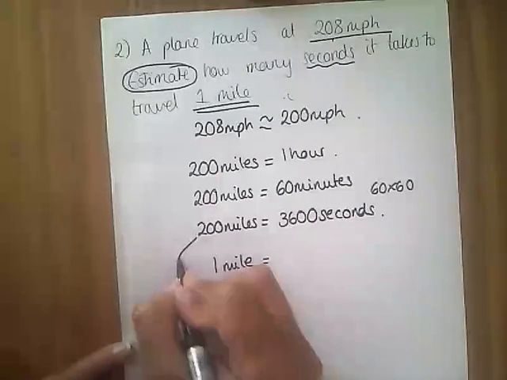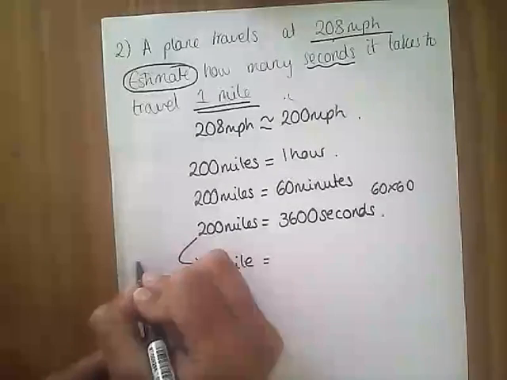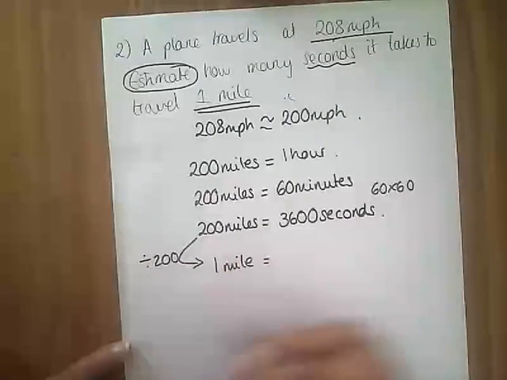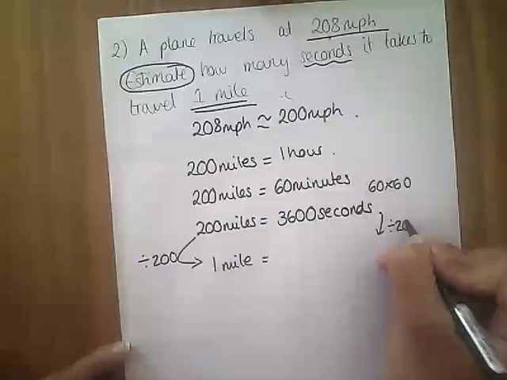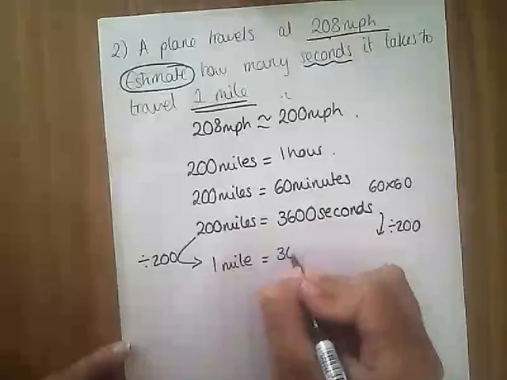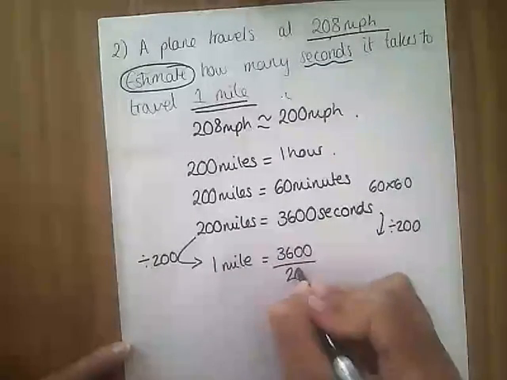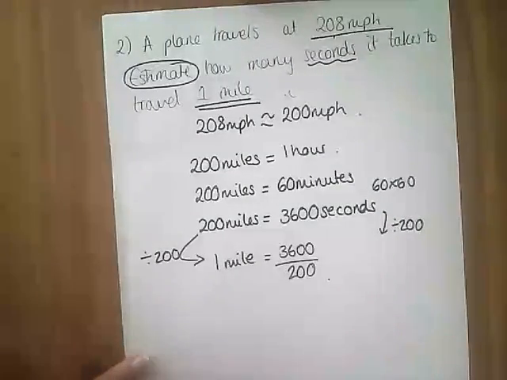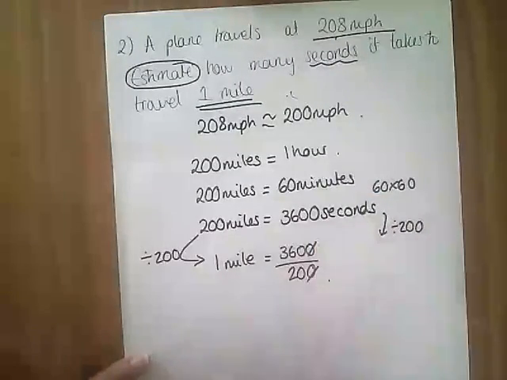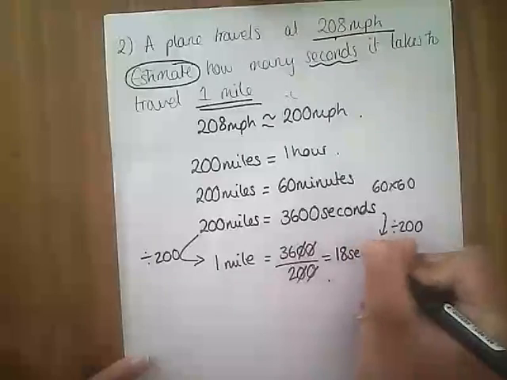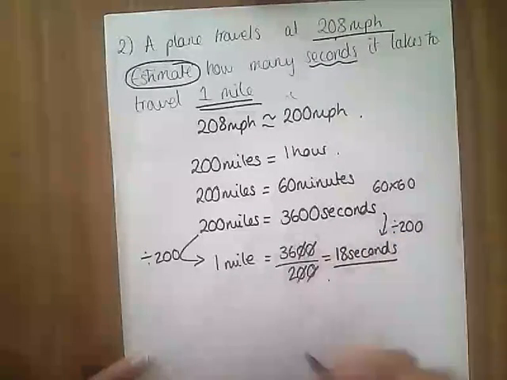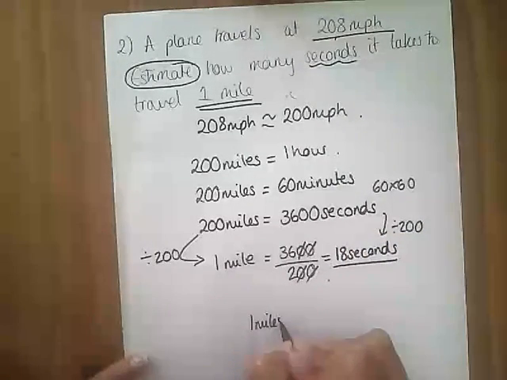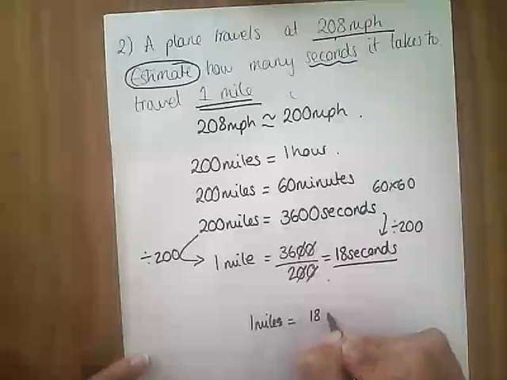Well, to go from 200 to 1, I'm going to divide by 200. So I've got to do the same over here, divide by 200. Now I like to write that as a fraction because then it makes it much easier. 3,600 divided by 200. It makes it much easier because we can get rid of the zeros that match, and then we're left with 36 divided by 2, which is 18. It estimates how long it takes to travel 1 mile? It takes 18 seconds.